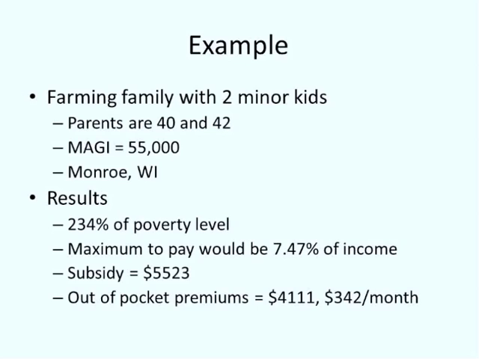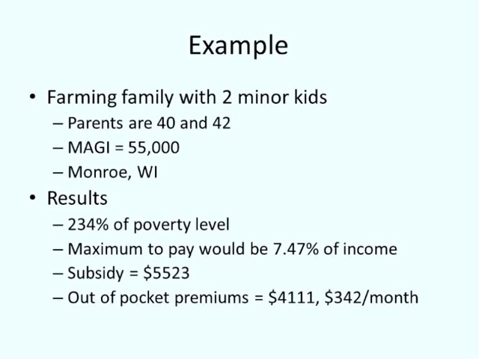$55,000 a year is what this family makes. They are at 234% of the poverty level. The maximum that they would have to pay on their premiums is 7.47% of their income. So their annual subsidy from the federal government is going to be $5,523. Their out-of-pocket premiums would then be $4,111, which works out to be about $342 a month.